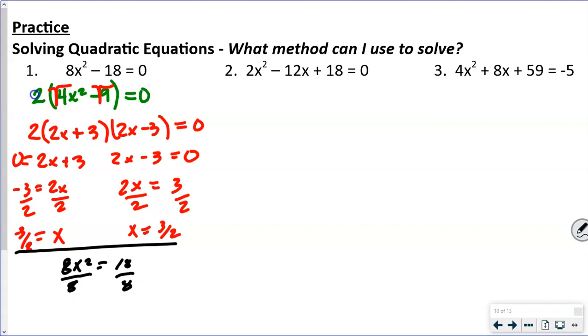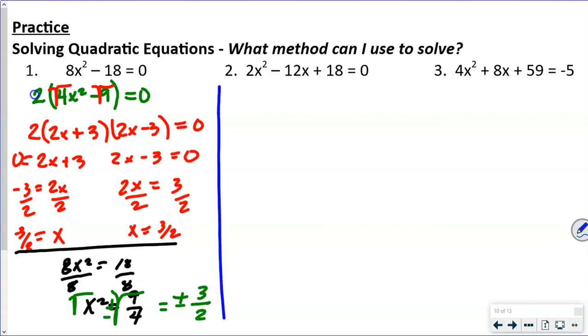And that's going to give you x squared equals, now let's reduce it. Isn't that 9 over 4, y'all? And again, when we take the square root of both sides of this, that's going to be plus or minus 3 over 2, because the square root of 9 is 3 and the square root of 4 is 2. So you can do it either way.